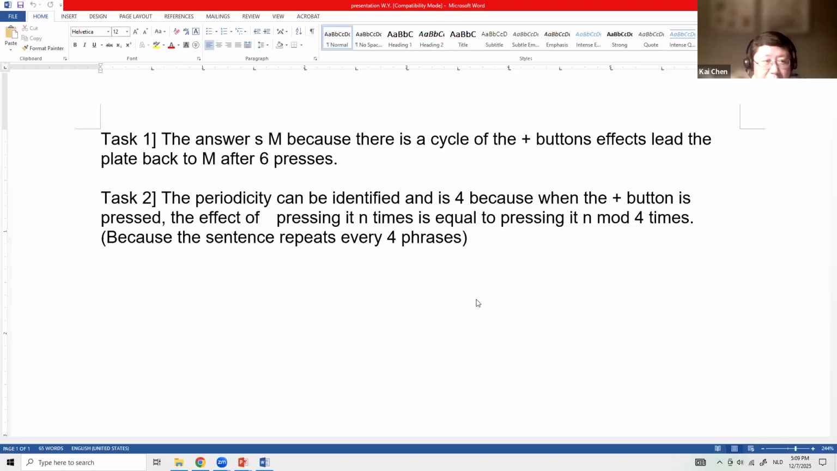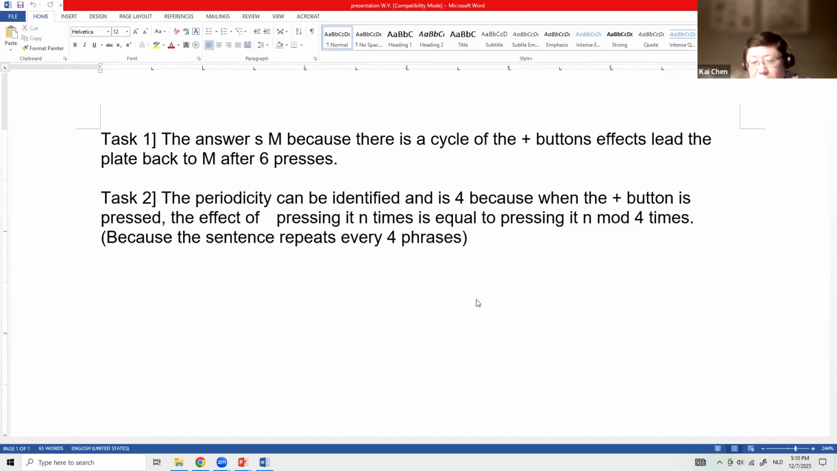Okay. And what about task 2? So you see this is a circle of 4, right? Yes. So your explanation is that pressing n times is equal to pressing n mod 4 times. Okay, so if you start with L, 6 mod 4 is actually 2, right? So 6 divided by 4 you have a remainder of 2. So if you press 6 times, that is equivalent to pressing 2 times.